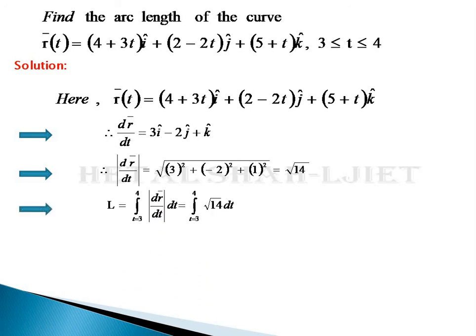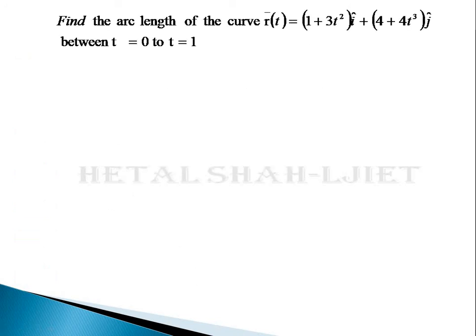Now the last step is the arc length. For that, integrate your modulus with respect to t with your given boundary, that is 3 to 4, square root of 14. So the integration of square root of 14, which is constant, is, with respect to t, t. By applying your upper limit and lower limit, that is 4 minus 3, that is 1. So our final answer is square root of 14.